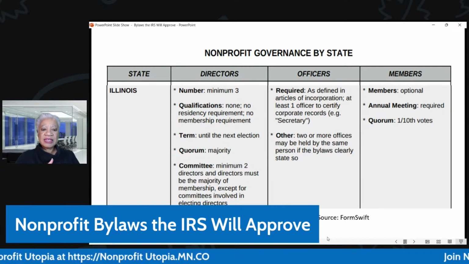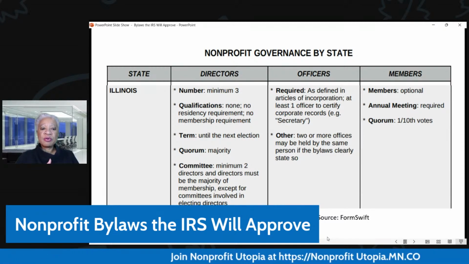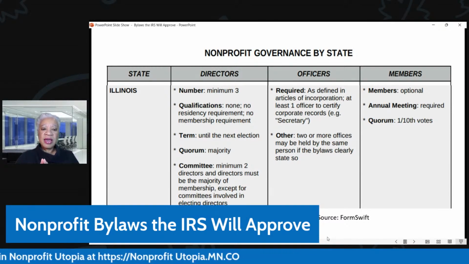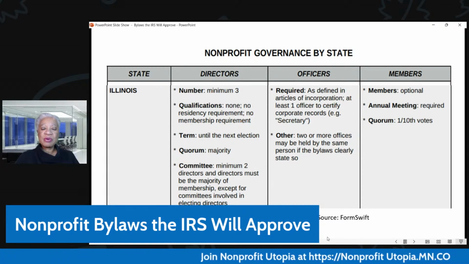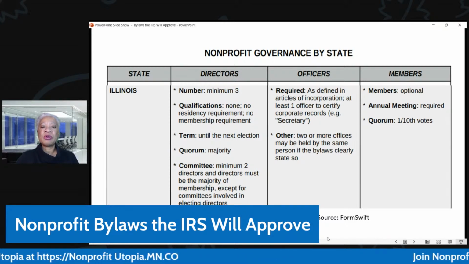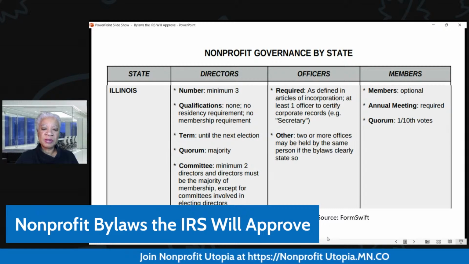The qualifications: there are no specific qualifications that the state puts on the board, but you as an organization may have certain qualifications that you want to have, but your bylaws don't necessarily need to speak to them because it's not required by law. There is no residency requirement, so you can have directors from all around the world. And there's no membership requirement, although you can have a board of directors where there are members.